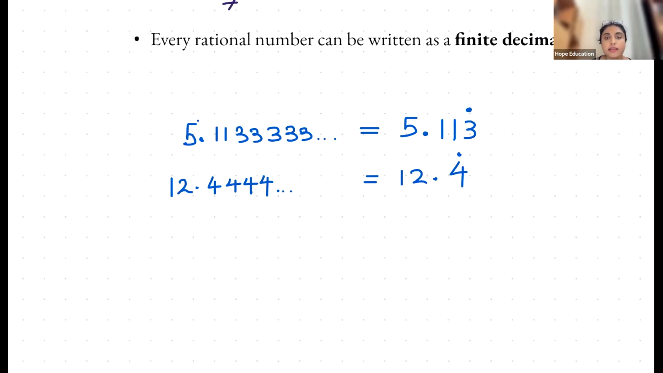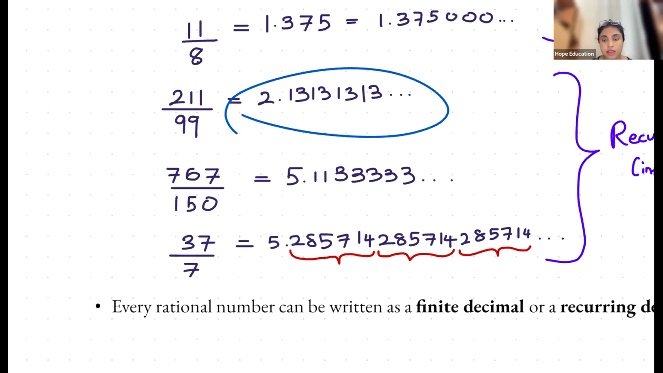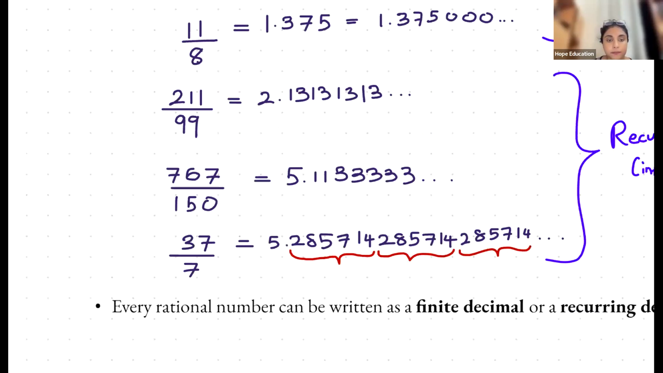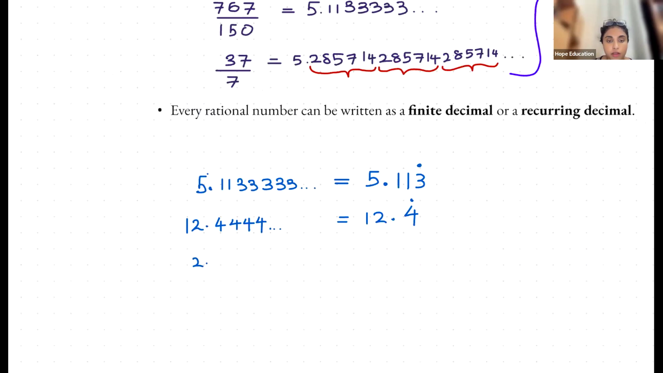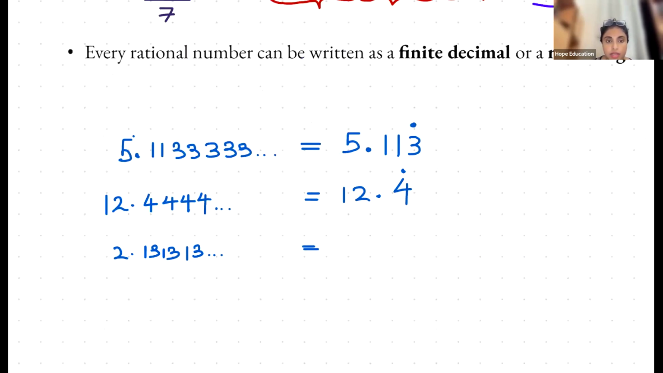What about something like this? Here we have 2.131313 and so on. Let's see how we are going to write that. We write 2, and it's the 1 3 that repeats. This 1 3 part is the one that is repeating. Okay? So I write 1 3.